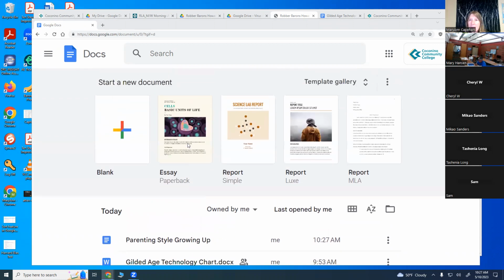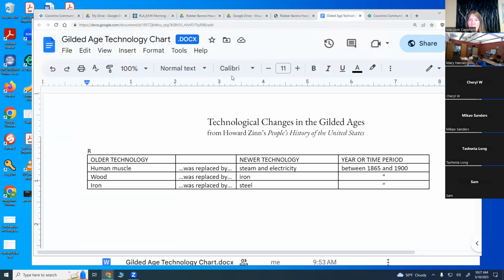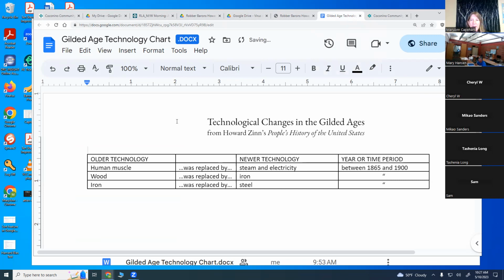All right, so the next thing we're going to do is we're going to go back to our chart that we made from the Gilded Ages. So what I'm saying, Gilded Ages, we had a Gilded Age. And we're coming into kind of another Gilded Age.